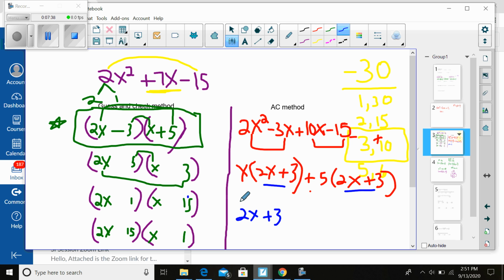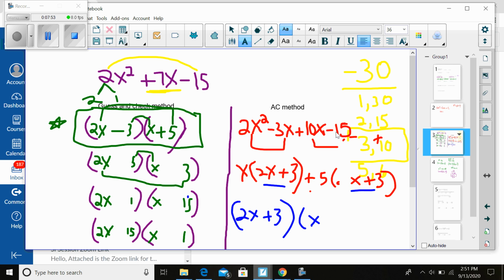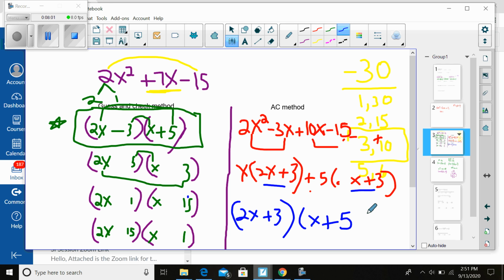The first term leaves me with just an x. And in the second term, I'm left with just a 5. So I would have 5 plus x. Okay, and that would obviously be my final answer.